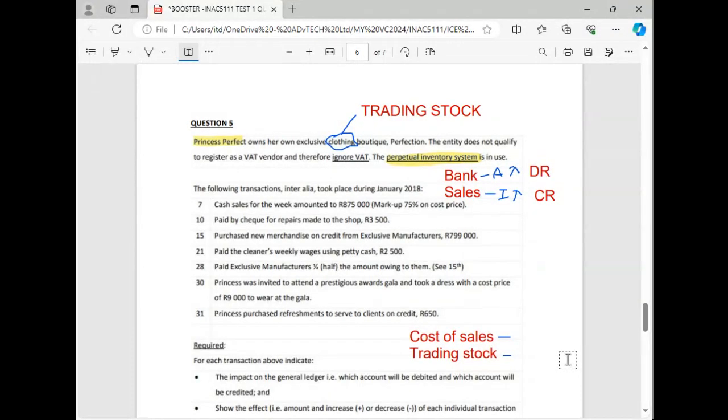Whoever doesn't understand, please, it's your opportunity. There's no shortcut here. Every time you see you are selling cash sales, meaning you are selling stock under perpetual, and they're going to ask you perpetual, I'm telling you. So you must have these two accounts first.